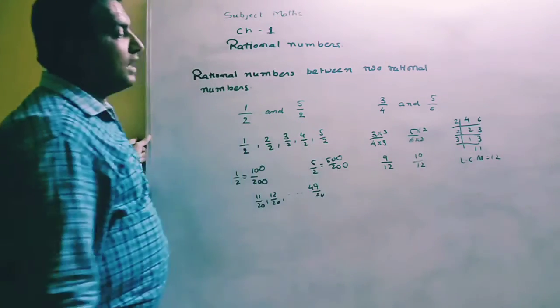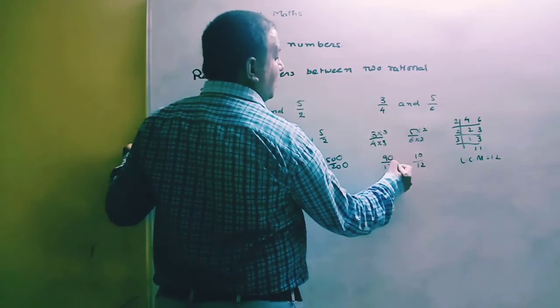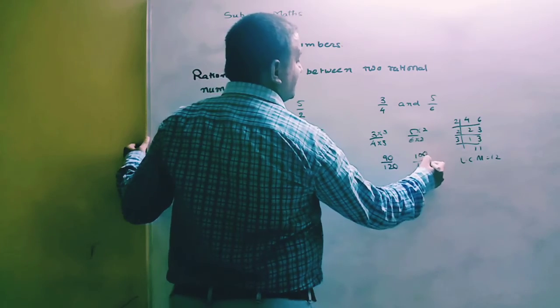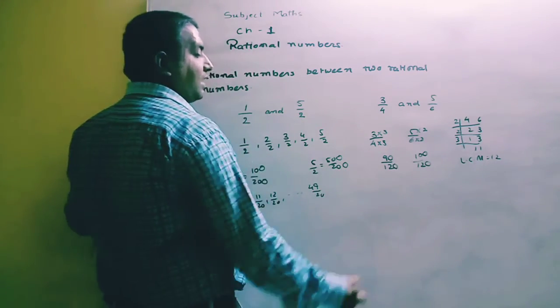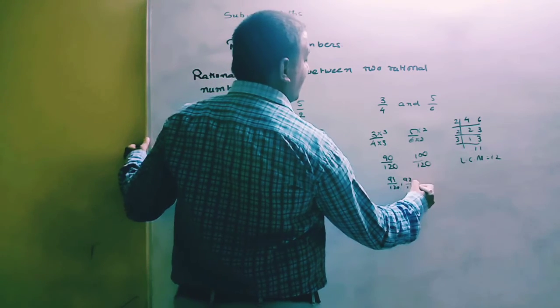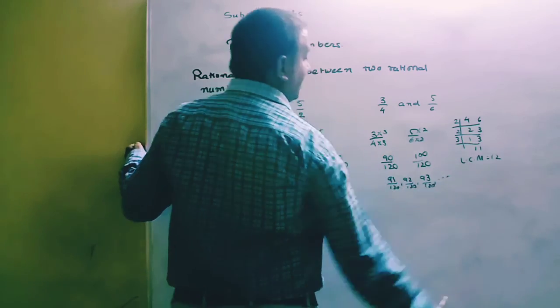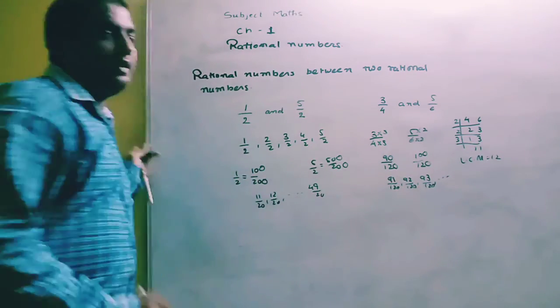Now we want to write 5 numbers, but here we are not getting 5 numbers yet. Then what will we do? We take 90 by 120 and 100 by 120, and between 90 and 100 we get 10 numbers: 91 by 120, 92 by 120, 93 by 120. In this way we can write till 99 by 120.